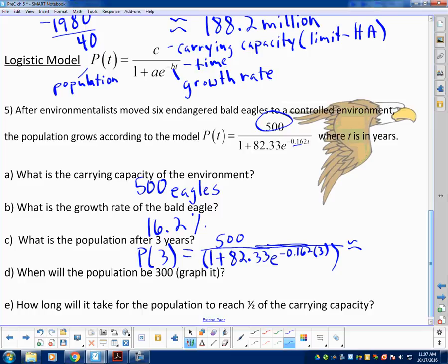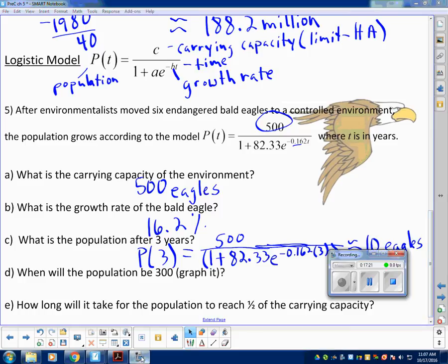You should get approximately 10 eagles. So maybe check and make sure you can do that. Check and make sure you do that. I'm going to pull up my calculator. We'll graph this. We can kind of check it by graphing it.